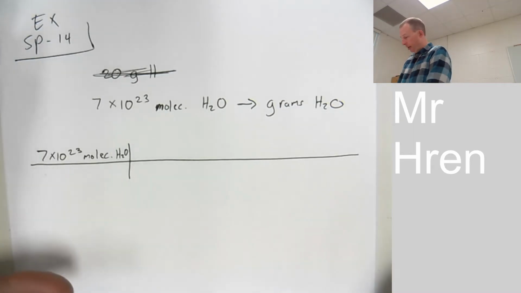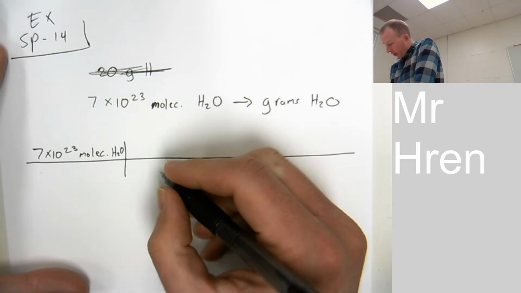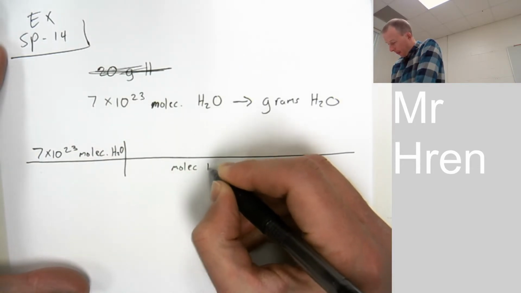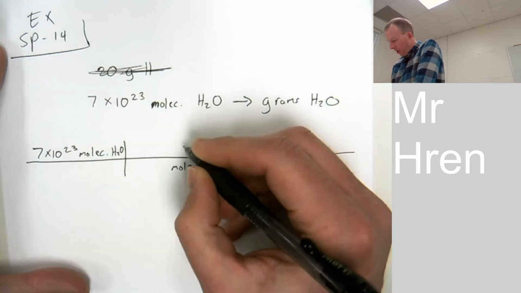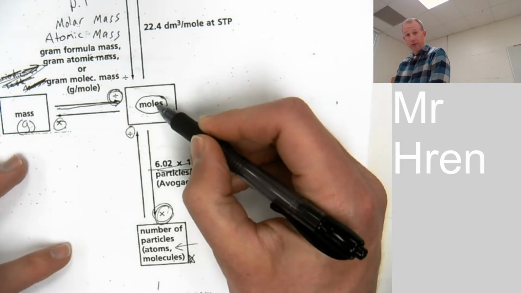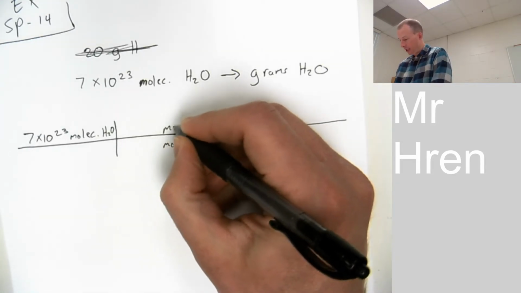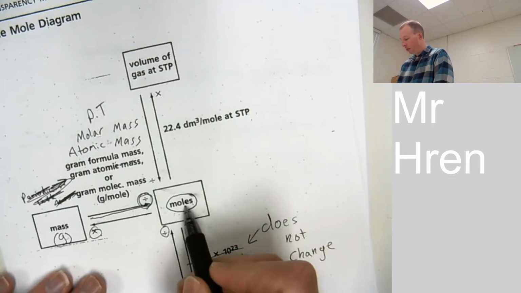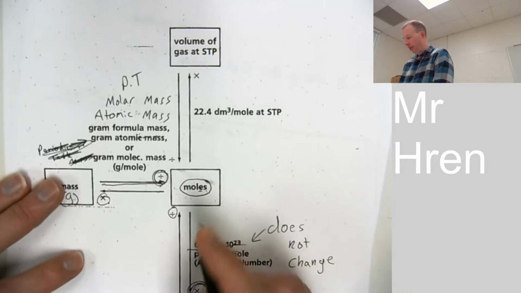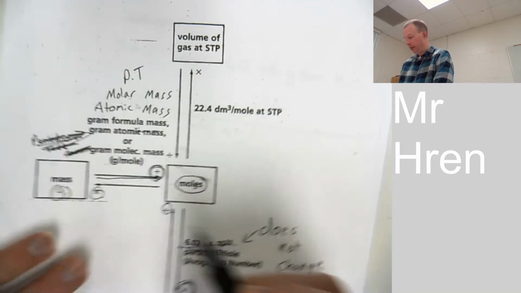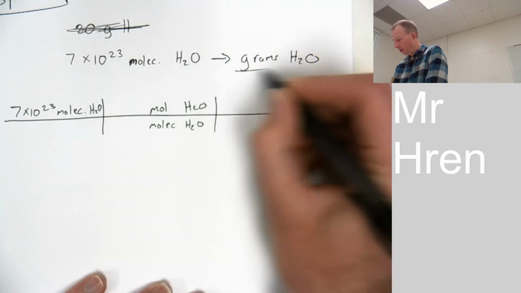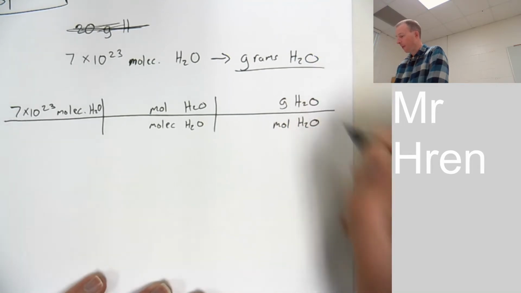So, anyway, let's do that. Remember, you cancel out your units, so you'll put molecules of H2O down there. And the intermediary, you're going from molecules to moles, so moles goes on top, moles of H2O. Now, remember, moles to mass. So the next step is moles to grams. So moles goes down here, and our goal, grams of H2O.